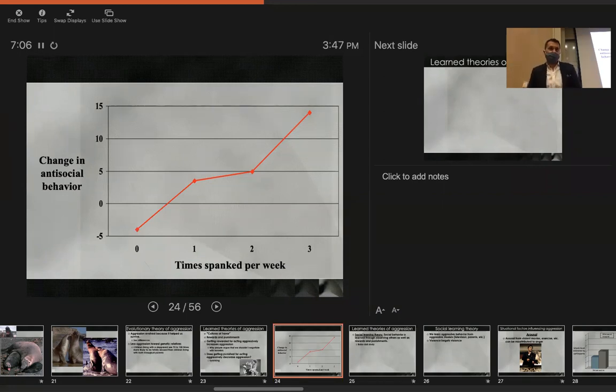Now, this is not an experiment. So as I said, you can't definitively establish a causal link here. We can't say that being spanked caused those kids to become more aggressive over time because it's not an experiment. But it's certainly consistent with the idea that being spanked might cause children to become more aggressive over time. And so, of course, the question then is why? Why does being spanked cause or potentially cause these children to become more aggressive over time?